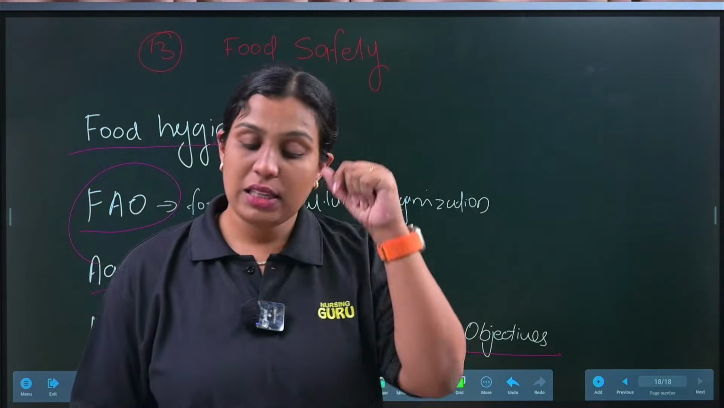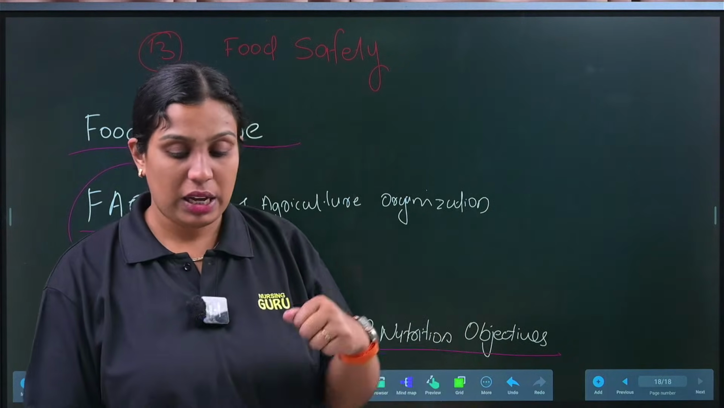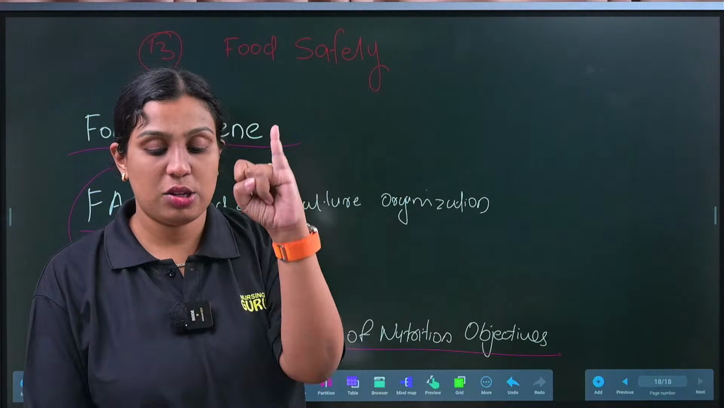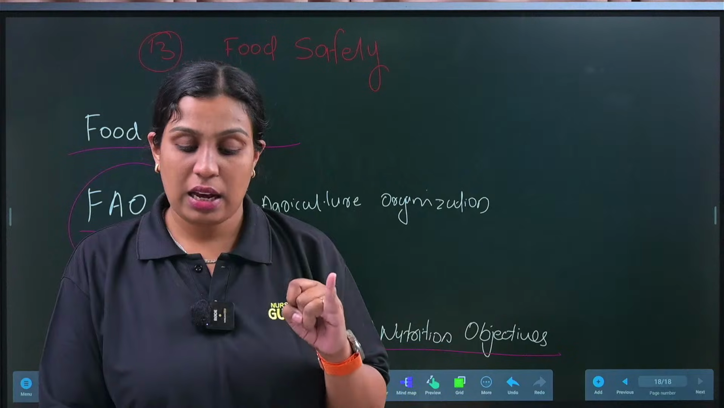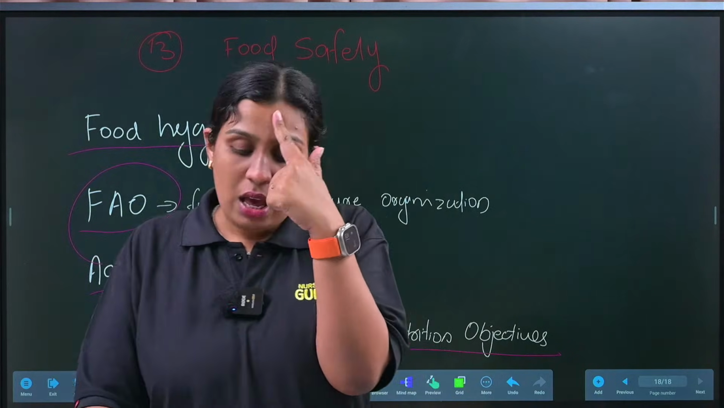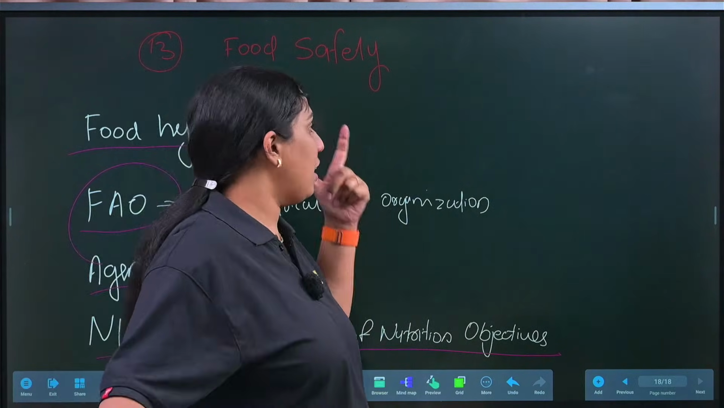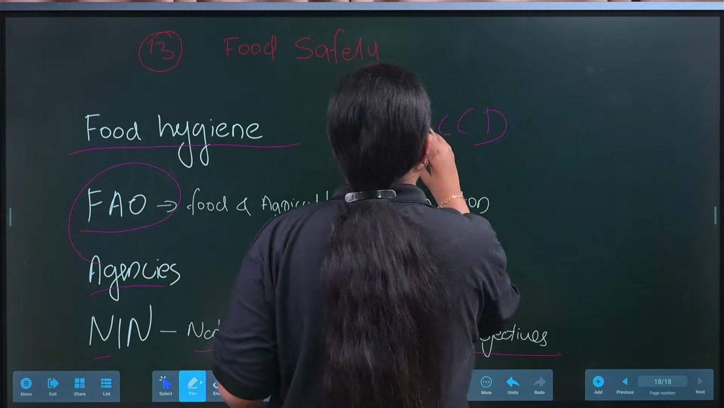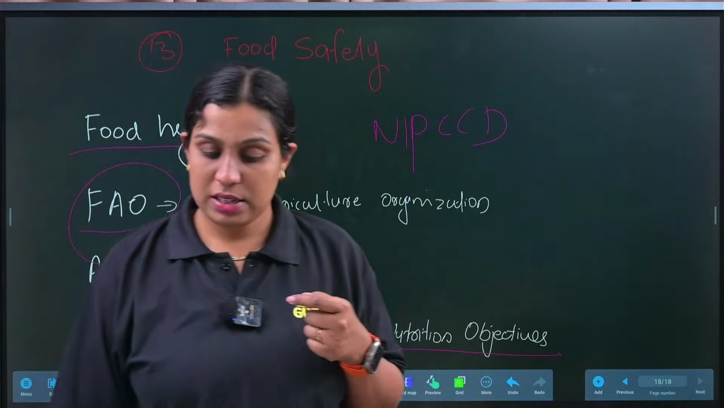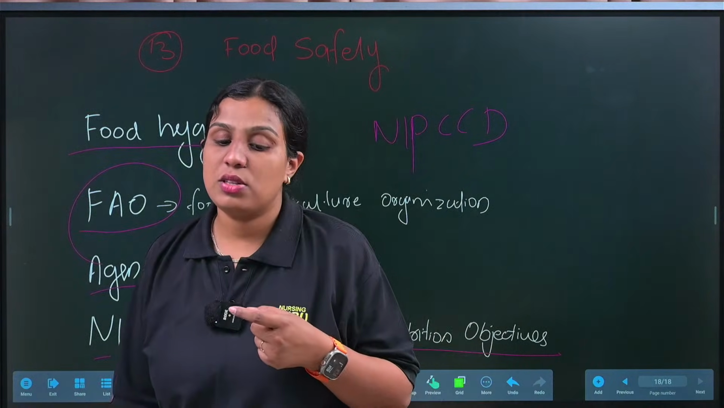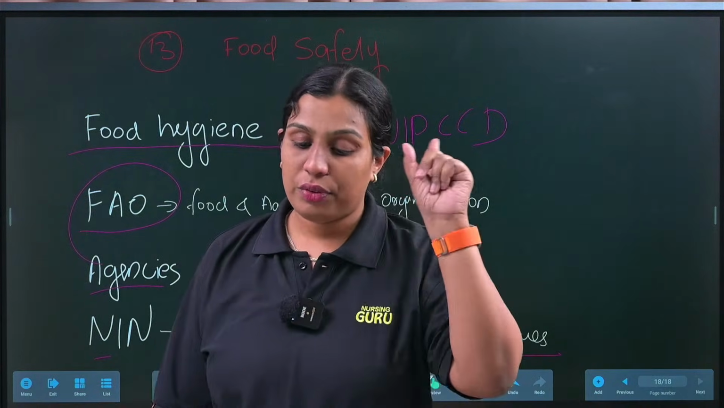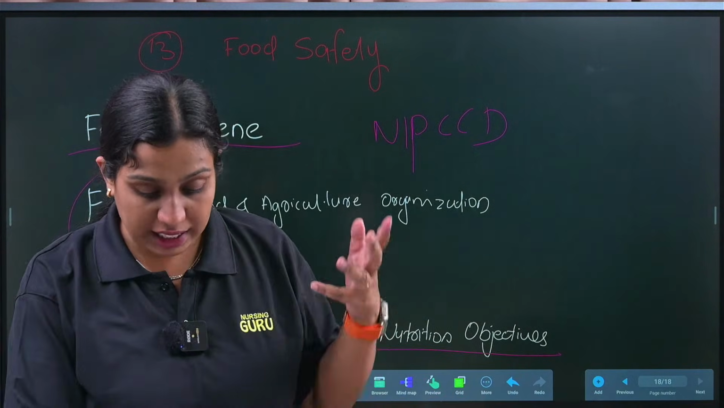And list the agencies of food and nutrition. That is another question. FAO, the first agency, is the Food and Agricultural Organization. Next is NIPCCD, the National Institute of Public Cooperation and Child Development. Okay, that is one of the agencies about food and nutrition.